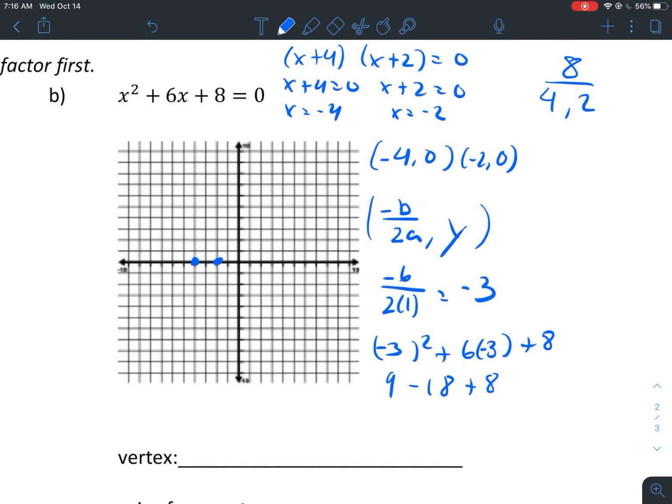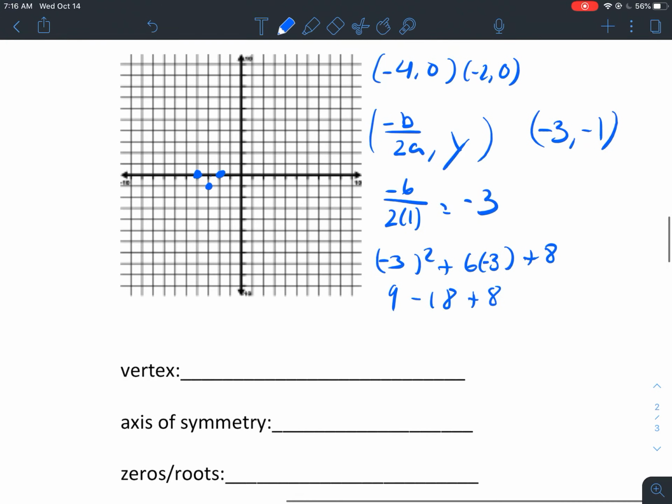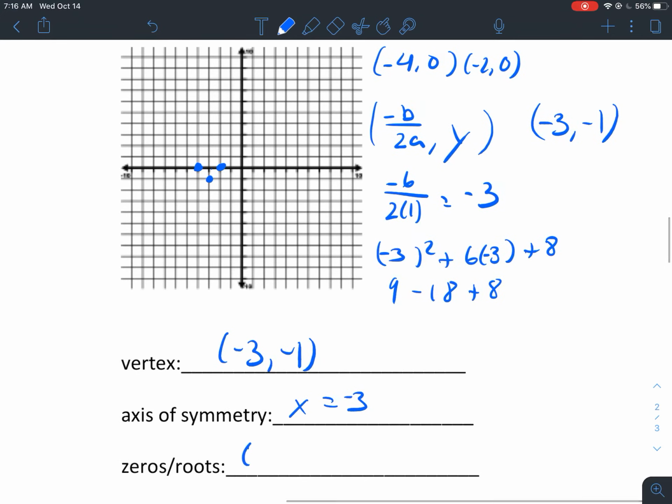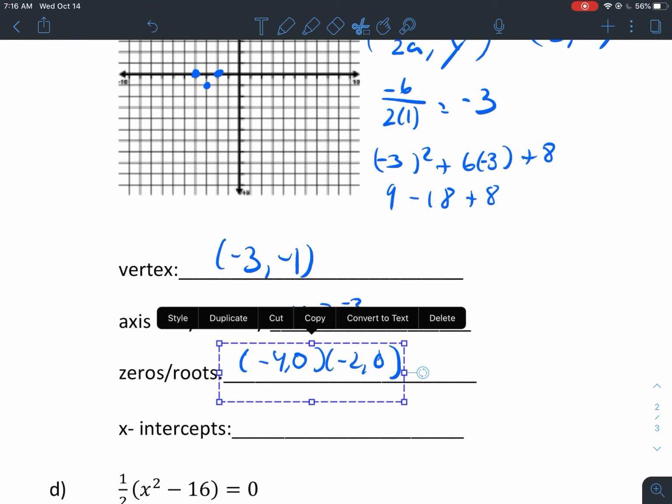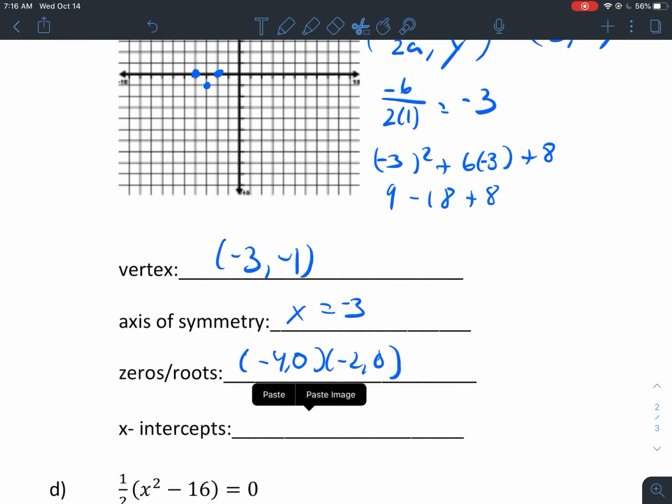All right, so we get a negative 3, comma, negative 1. So that is our vertex right there. Our axis of symmetry is going to be x equals negative 3. And our zeros, or roots, are going to be negative 4, comma 0, and negative 2, comma 0. And then we can go ahead and copy paste this.